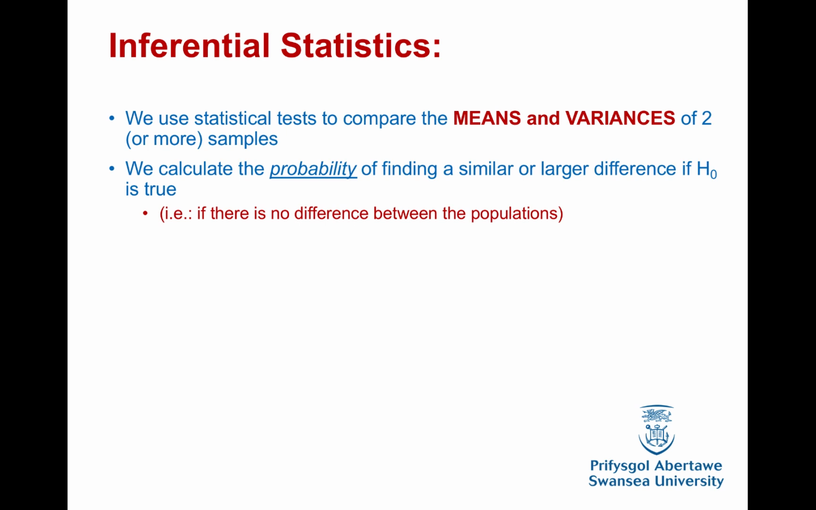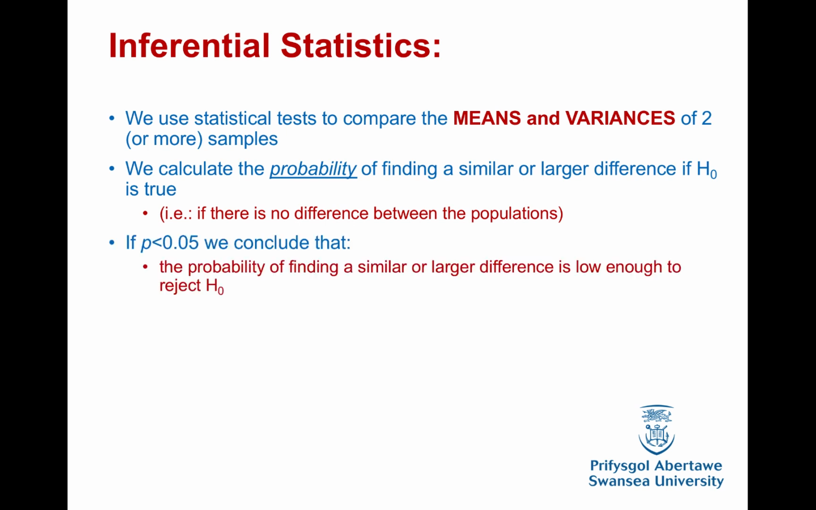In the example on the previous slide, we're talking about pre and post diet. And when we perform a statistical test, what we're doing is calculating the probability of finding a similar or a larger difference if the null hypothesis is true. And remember, the null hypothesis states that there is no difference between the populations or the samples that we're measuring. So in the case of the example I've given you on the previous slide, our hypothesis would be that the diet does not result in significant weight loss.